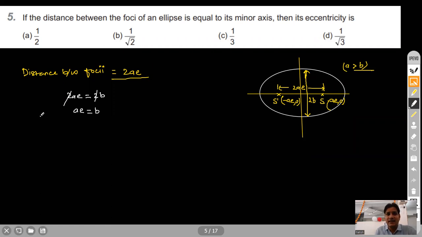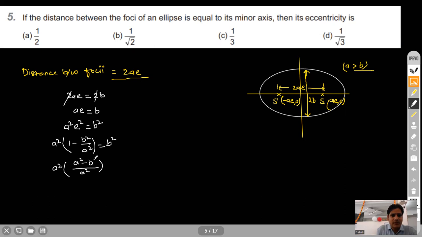Now we have to find the eccentricity, right? Squaring it, what will we get? A square E square is equal to B square. Now in place of e square, I will write 1 minus b square upon a square, so a square times that is equal to b square. So a square minus b square is equal to b square. This a square will get cancelled out, and we will have a square is equal to 2b square. This one relation we got as per the given information in the question, right?